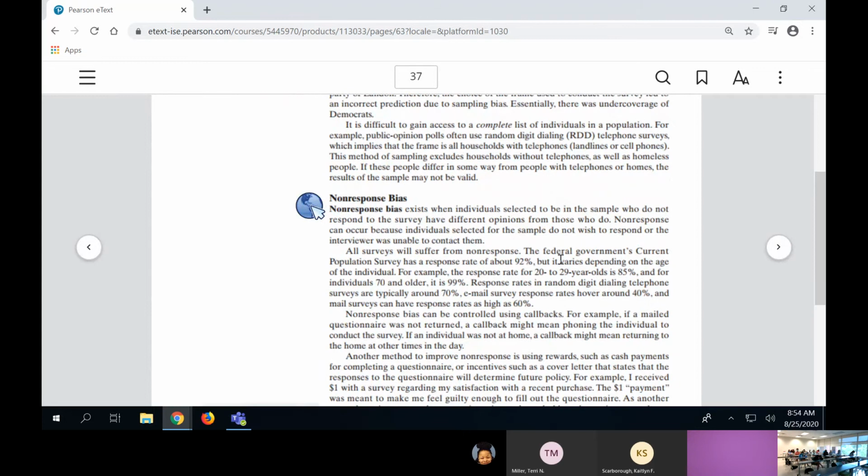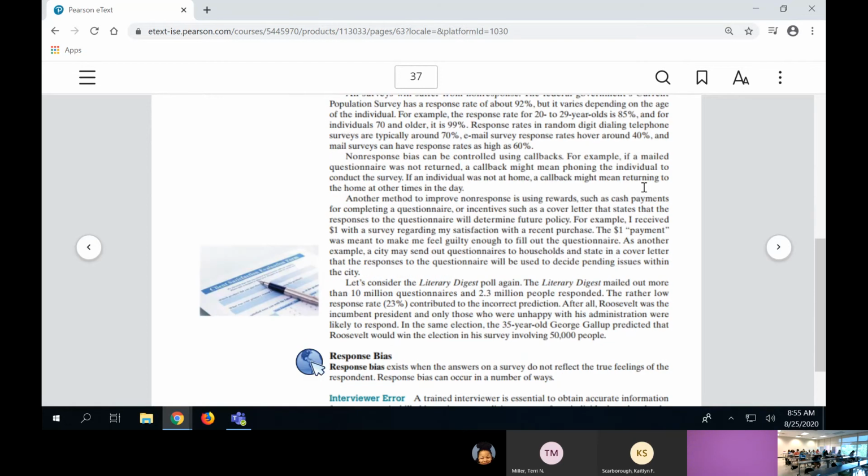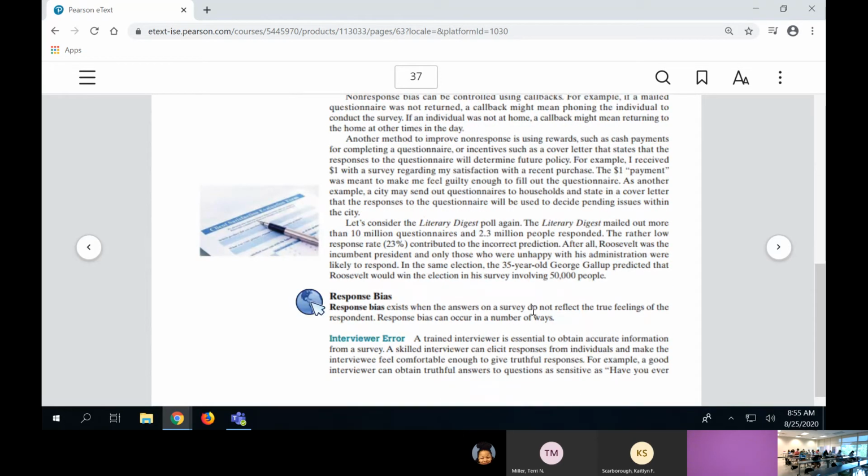Non-response. There are some people that when you don't respond to a survey, they count you for being against something or for something. You can't do that. You have to have another column that says did not respond. You ever seen a graph on TV or in a magazine that has 75% of the people and 20% of the people? And then they don't show anything else. 75 and 20 is what? 95. What do the other 5% say? Response bias. When the answers on a survey do not reflect the true feelings of the respondent.